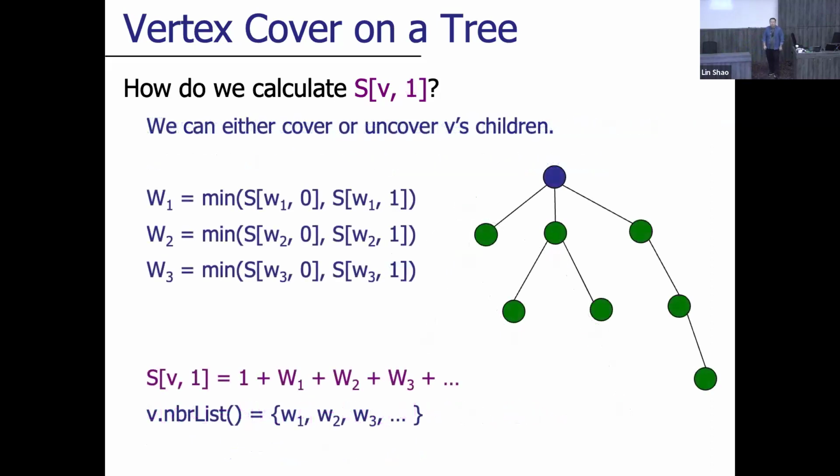For S_V1, the node itself is already covered, already inside the vertex cover. This means we can either cover or not cover its children. So we take the minimum between S_W1,0 and S_W1,1. The relationship for S_V1 is then 1 added on top of the sum of these minimums over W1, W2, W3. This is how we derive the solution using the subproblems.